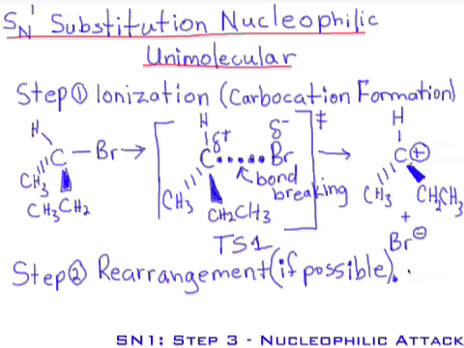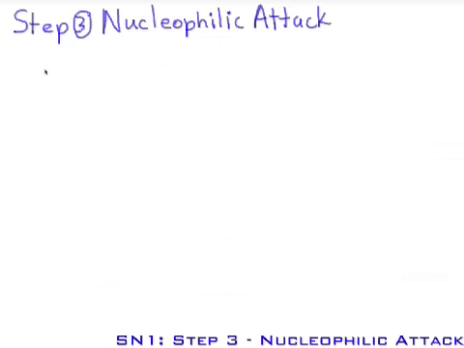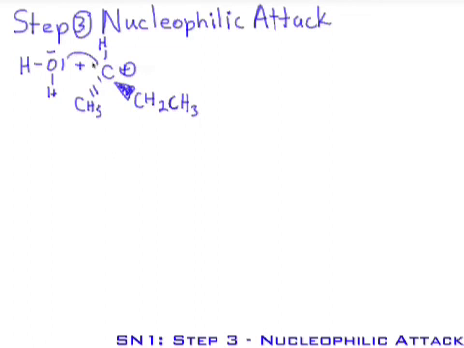Now, step 3 is nucleophilic attack. And in step 3, our nucleophile we're going to use is water. And the water acts as a nucleophile attacking the carbocation we formed. So I will draw the carbocation. And so what we get then is a transition state that looks like this.